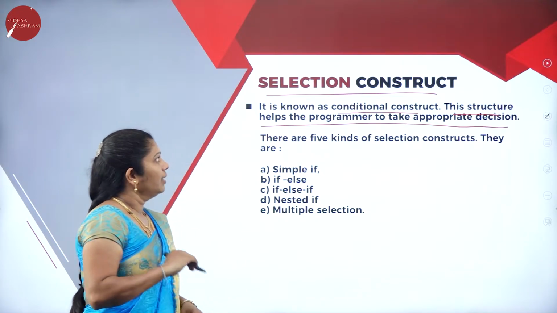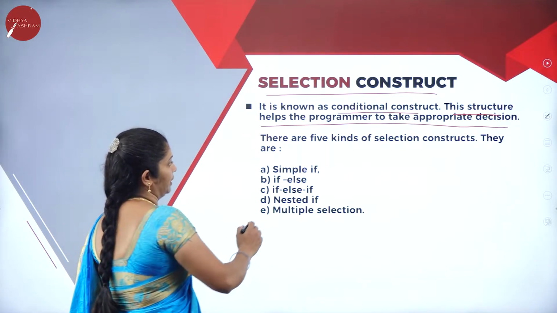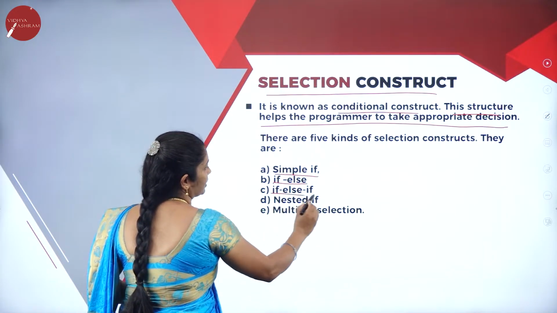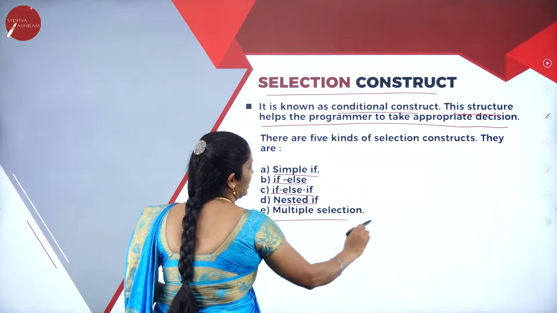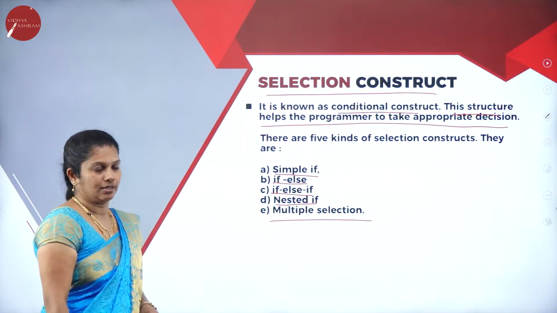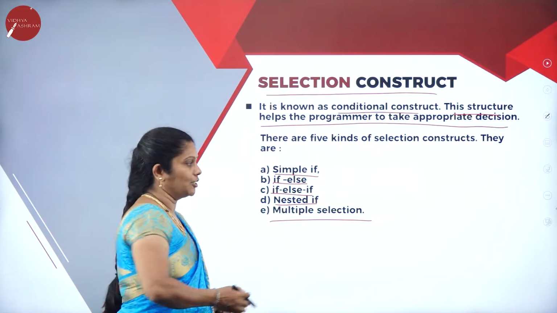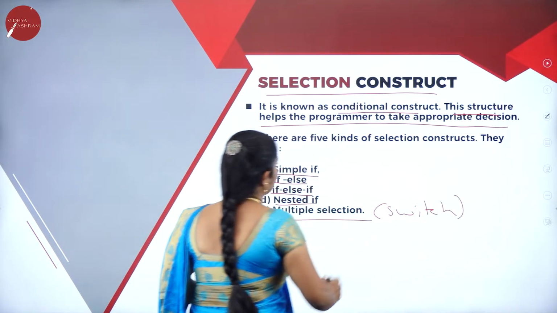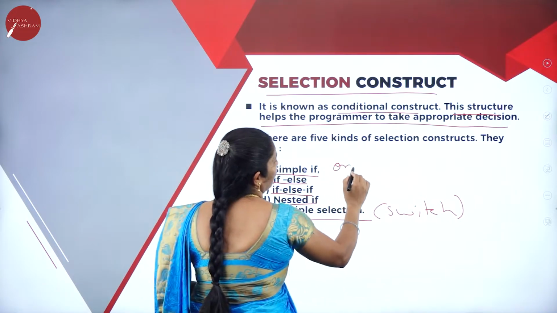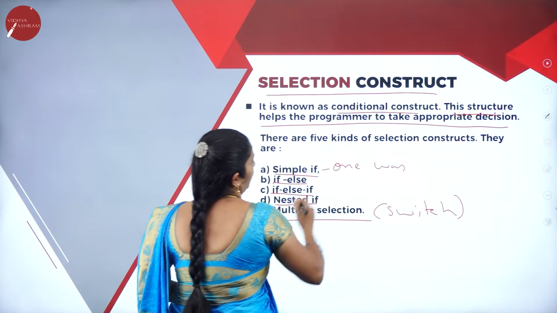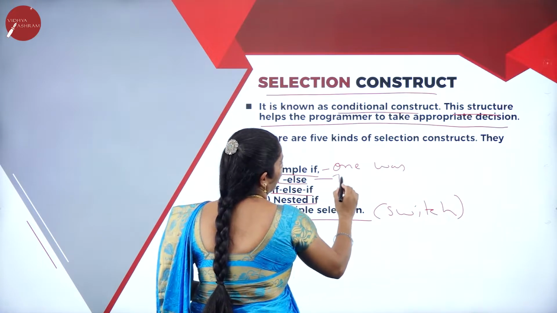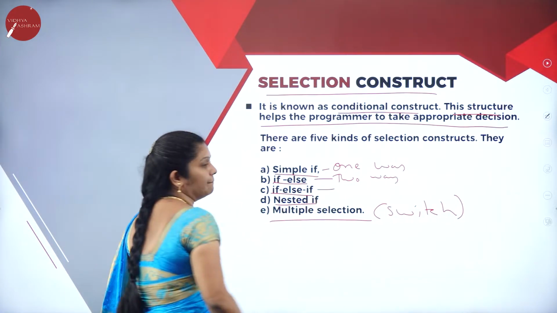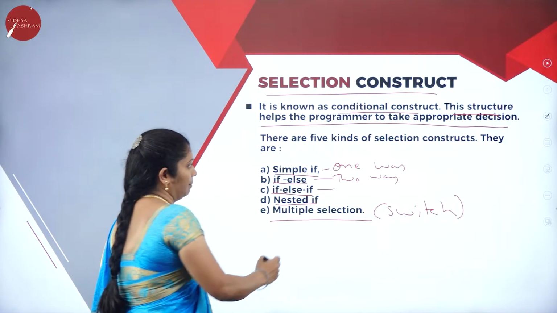Under selection we have simple if, or you can just say if, if else statement, if else if, nested if, as well as the multiple selection construct. This multiple selection construct is also called the switch statement. Simple if can be called one-way branching. If else can be called two-way branching. If else if can be called multiple way branching.